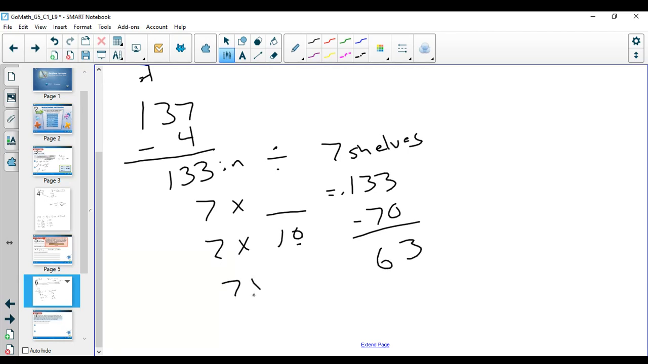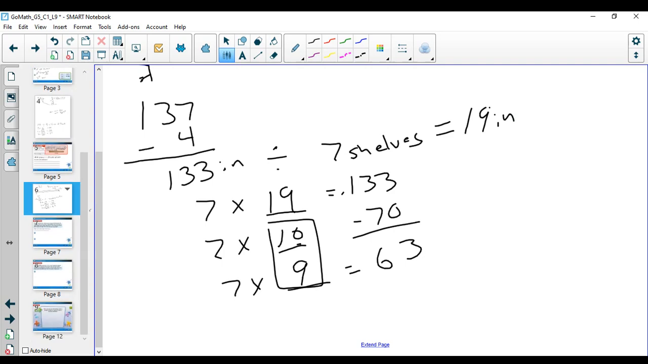So now I think to myself, well, 7 times what equals 63? And luckily, 7 times 9 equals 63. We're going to add our two factors together here. 10 plus 9 is 19. That means that each of her 7 shelves is 19 inches long.